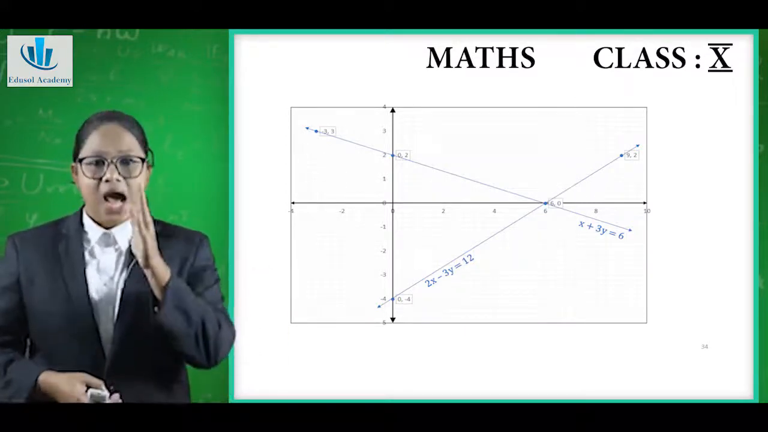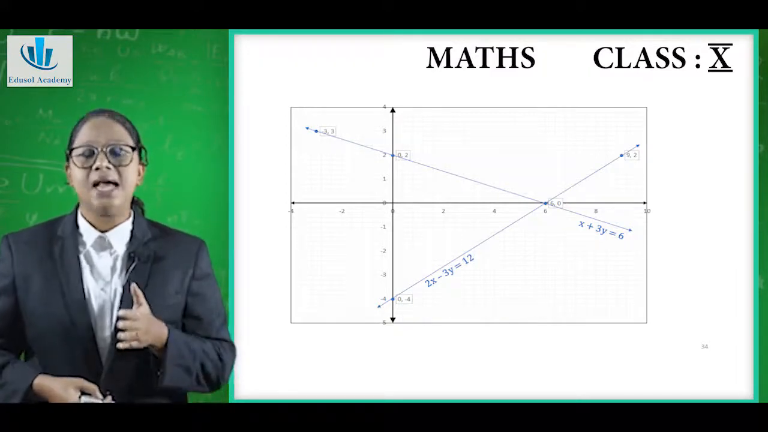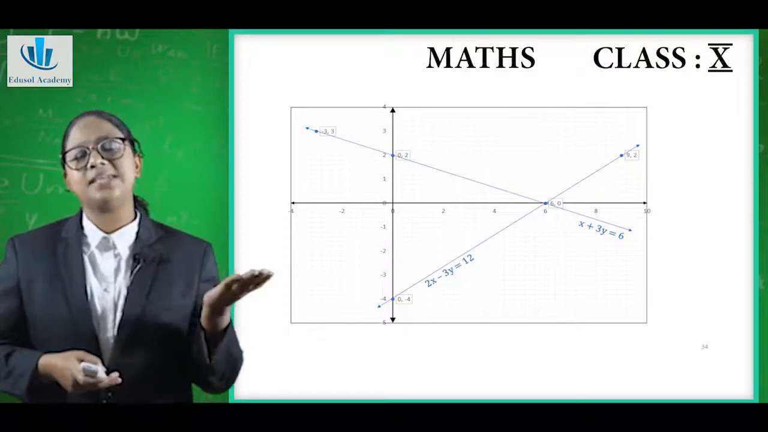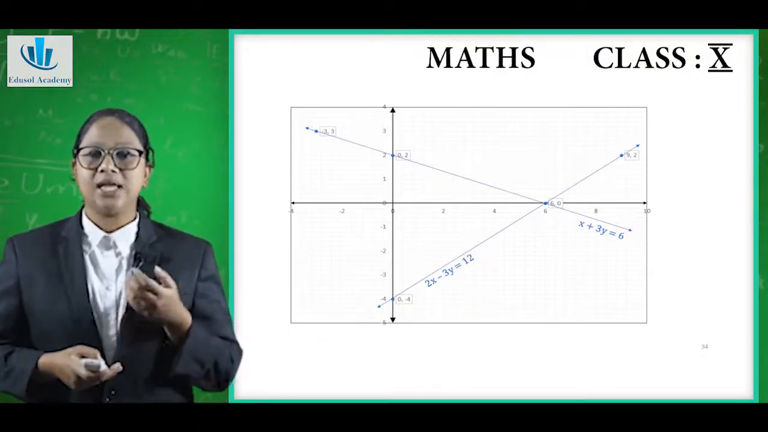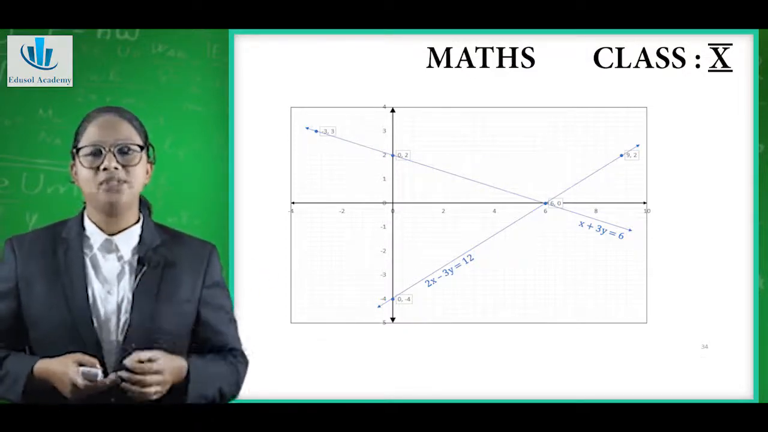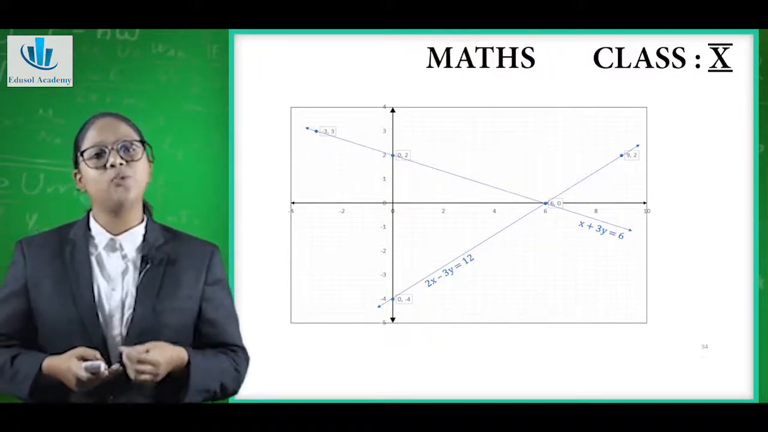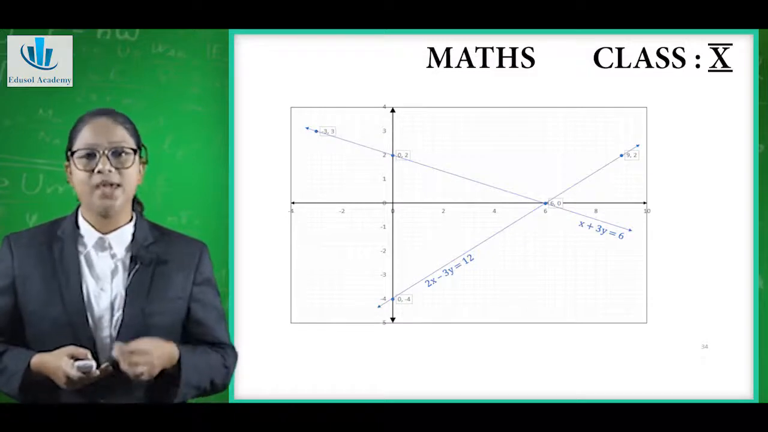So the base of the triangle is 6 as well as its height is also 6. So the area will be half into 6 into 6. 6, 6 are 36. 36 by 2 will give you 18 square units.